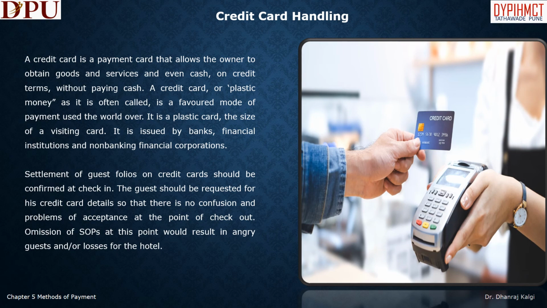Settlement of guest folios on credit cards should be confirmed at check-in. The guest should be requested for his credit card details so that there is no confusion and problems of acceptance at the point of checkout. Omission of SOPs at this point would result in angry guests and/or losses for the hotel.